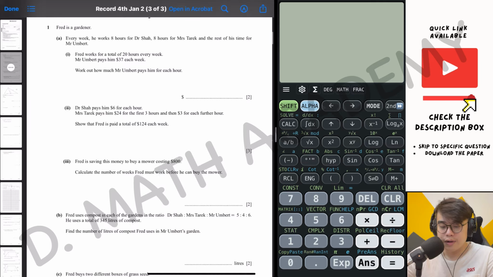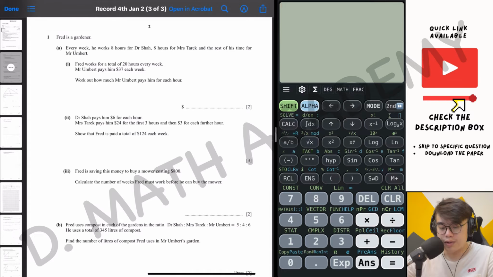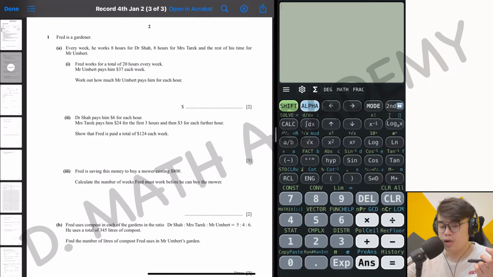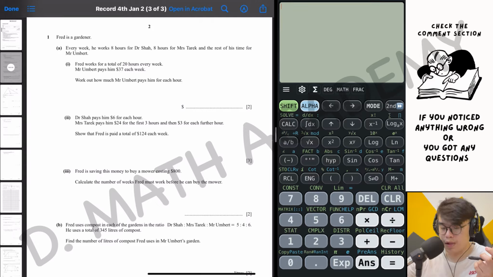Fred is a gardener. Every week he worked for 8 hours for Dr. Shah, 8 hours for Mrs. Tarek, and the rest of his time for Mr. Hubert. Fred worked a total of 20 hours every week. Mr. Hubert paid him 37 each week.